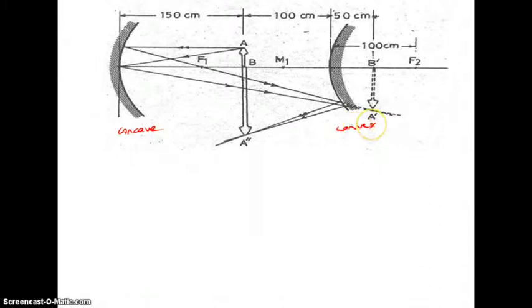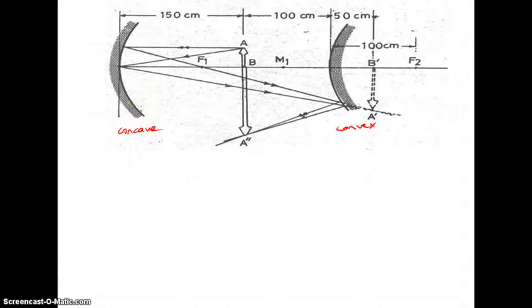And they both have focal lengths of 100 centimeters. And the distance between mirrors is 250 centimeters, as you see. And an object A with a height of 1 centimeter is placed 250 centimeters away from the concave mirror. And the question says draw the images and find their positions and their sizes.